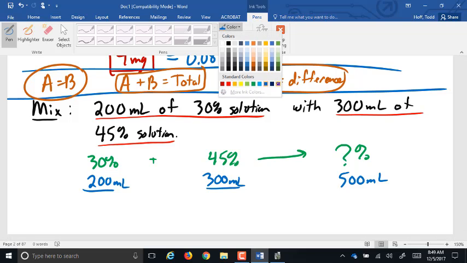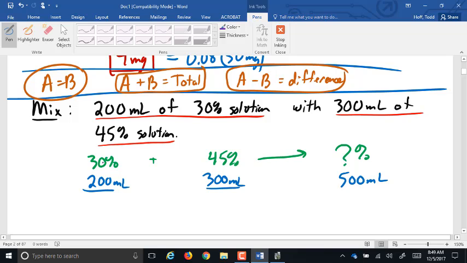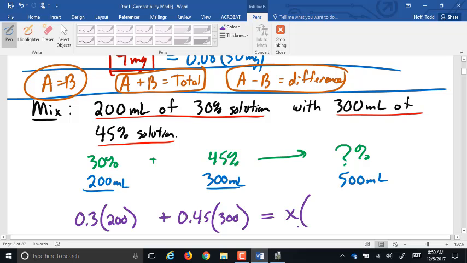So now we can write our equation. The amount of active ingredient in the first one is that concentration, 30% would be 0.3 as a decimal, times 200. The amount in the second one, 45% is 0.45 as a decimal, times that amount of 300, is going to equal, I'm going to use X here because that's what I'm trying to find, the concentration, times 500.